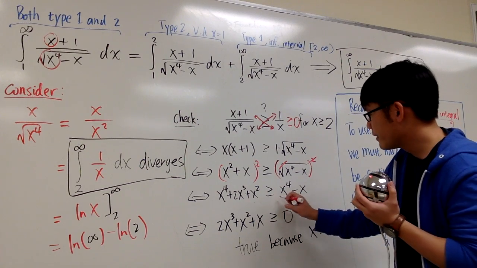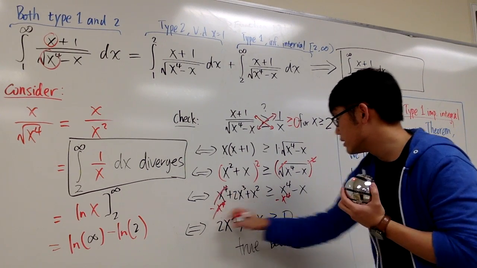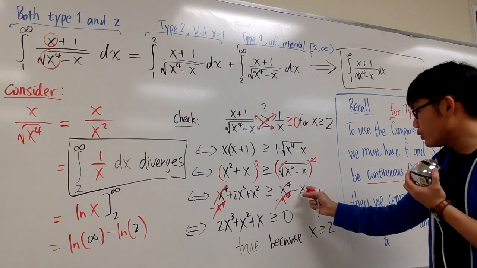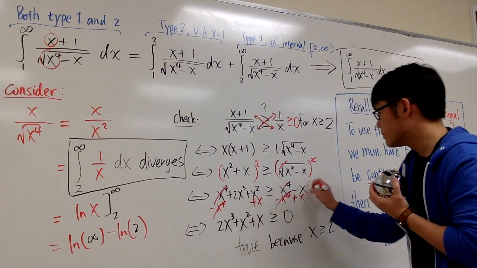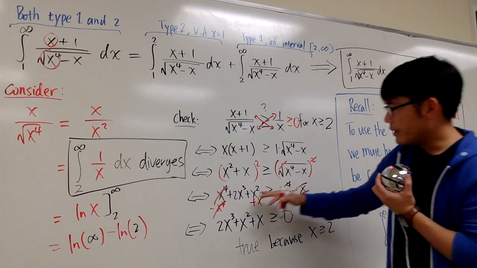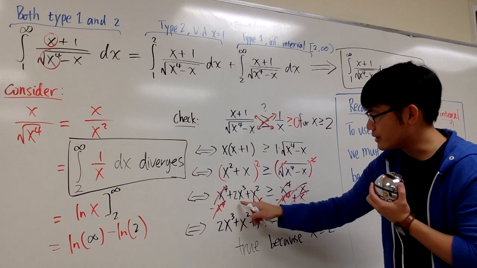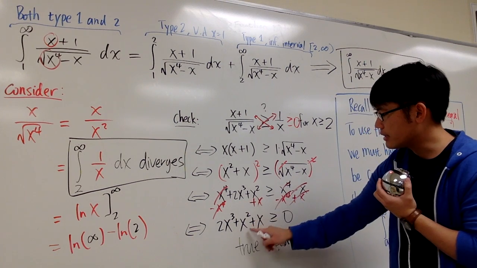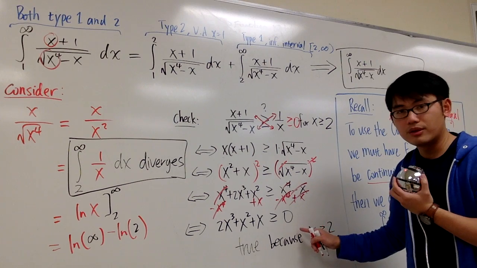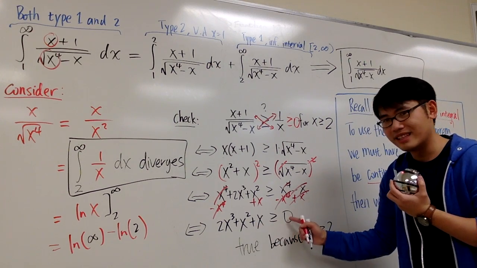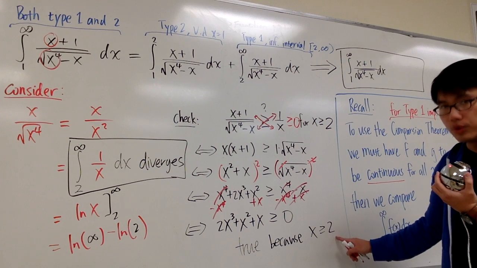Do more algebra. Let's subtract x to the fourth power on both sides. And then here we have a minus x. Perhaps let me just add the x on both sides. So this statement is true if and only if the following statement is true, which is 2x to the third power plus x squared plus x, is that greater than or equal to 0? Do we know if this is true? And yes, we know. It has to be true because we know x is greater than or equal to 2.